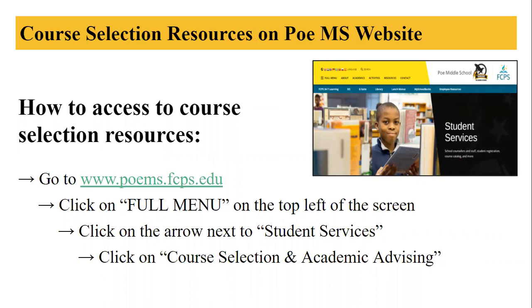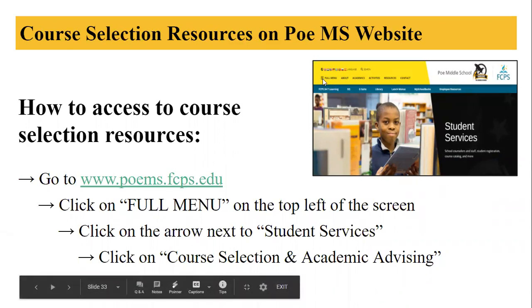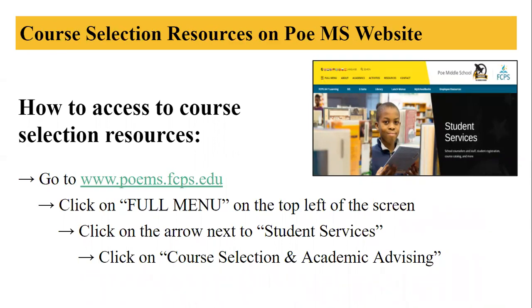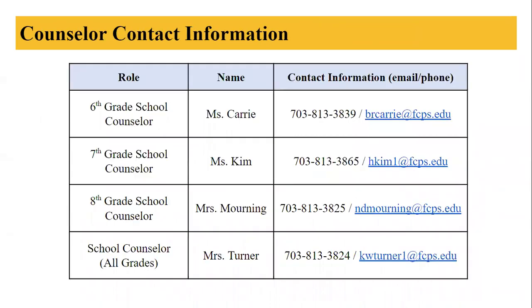You're going to have an activity in your advisory class in just a minute that's going to help you think about your electives. But anytime that you or your family want to access some resources, you can go to www.poems.fcps.edu, click on Full Menu, then click on the arrow next to Student Services, and then click on Course Selection and Academic Advising. There you'll find everything you need to answer most of your questions, including a recording of this lesson.